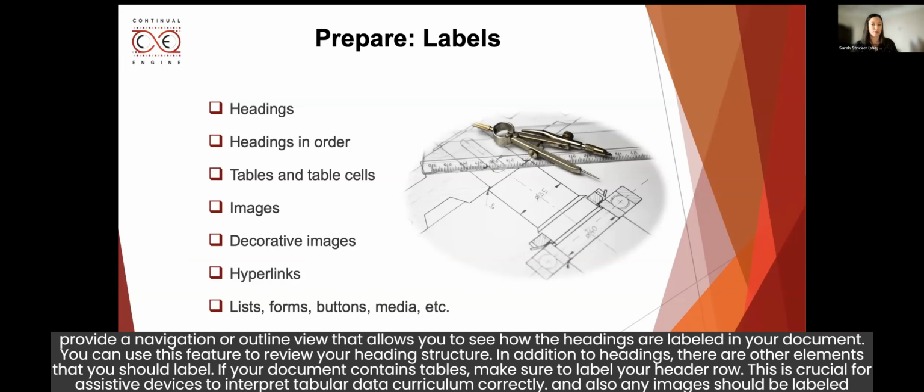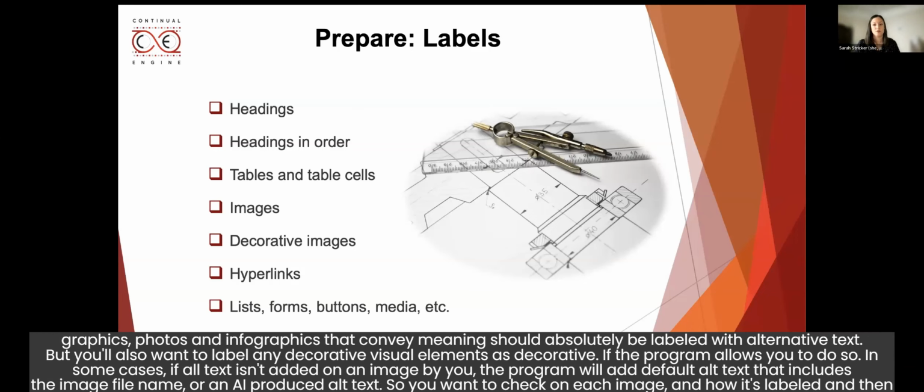In addition to headings, there are other elements that you should label. If your document contains tables, make sure to label your header row. This is crucial for assistive devices to interpret tabular data correctly. Also, any images should be labeled. Graphics, photos, and infographics that convey meaning should absolutely be labeled with alternative text. But you'll also want to label any decorative visual elements as decorative, if the program allows you to do so.